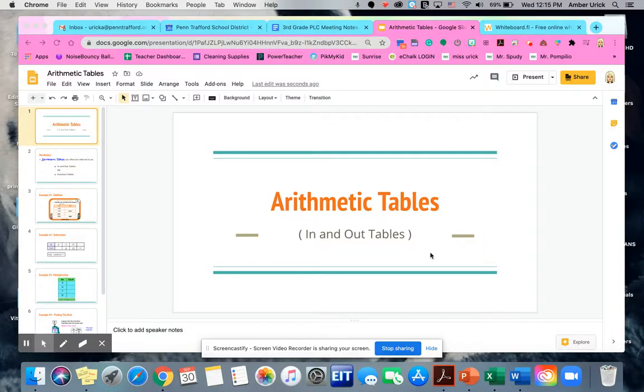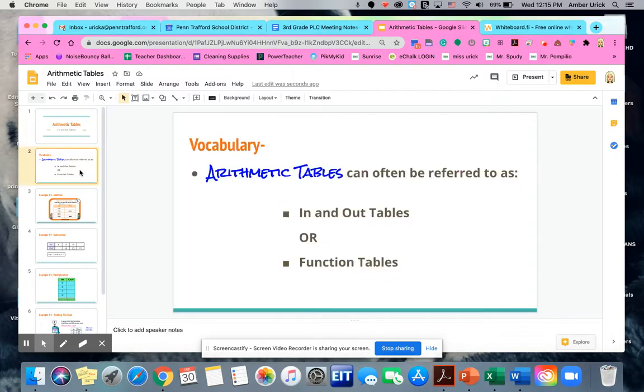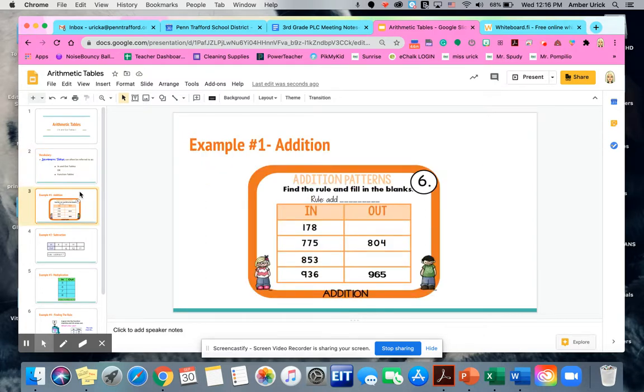Hi, everyone. Today we're going to talk about this big fancy word called arithmetic tables. Sometimes we use boxes instead of tables, or sometimes we call them in and out tables. The vocabulary we use, like I said, is arithmetic tables, and they can often be referred to as in and out tables or function tables. Rather than tables, sometimes we use the word boxes. So what are they? They are tables or boxes set up just like this one you see here.